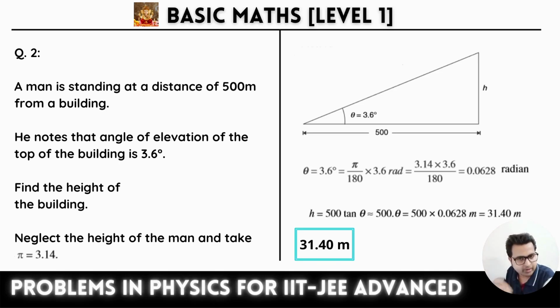The first concept to be noted is that the angle is in degrees. Whenever we want to calculate any length, we cannot do it using degrees, we have to convert it into radians. Converting degrees into radians is very easy. You just have to multiply by pi upon 180. So 3.6 times pi upon 180, you solve it and you get the angle in radians. It is 0.0628 radians. Now you know one formula, that theta is equal to arc upon radius.